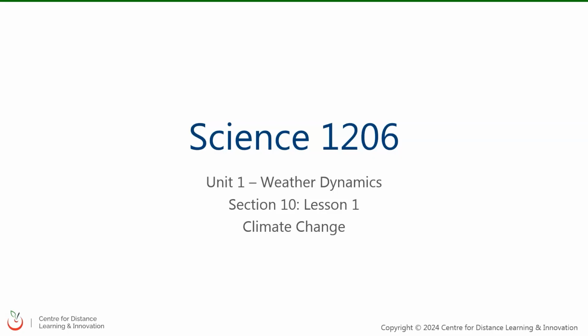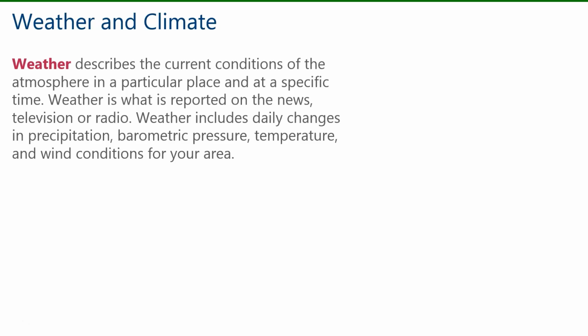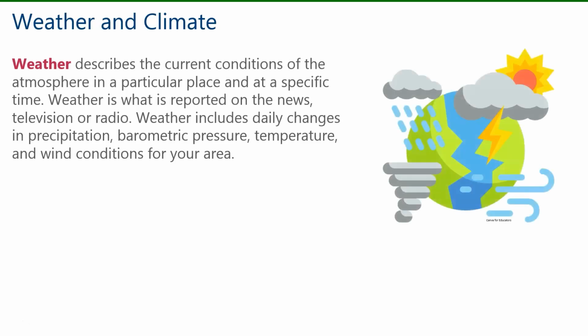Let's get started. First up, let's look at the difference between the terms weather and climate. Weather describes the current conditions of the atmosphere in a particular place and at a specific time. Weather is what is reported on the news, television, or radio. Weather includes daily changes in precipitation, barometric pressure, temperature, and wind conditions for your area.